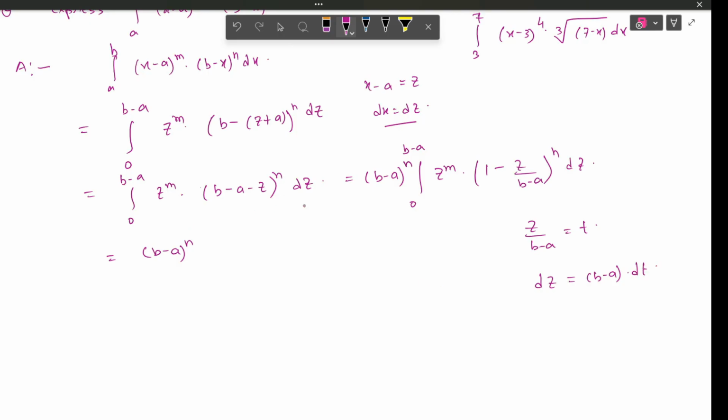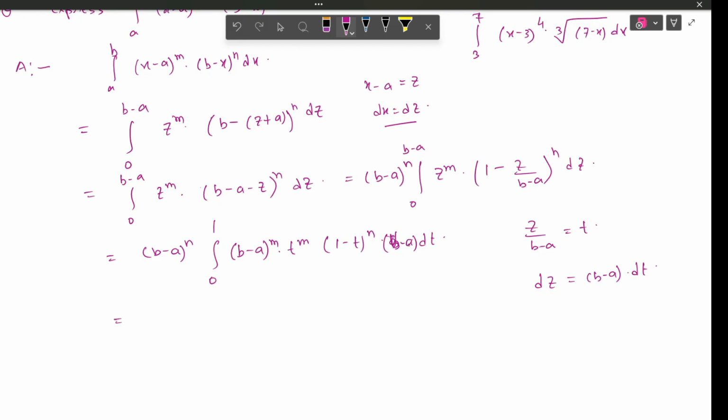Okay. Now if you put 0 here in place of z, then t will be 0. If you put b minus a in place of z, it would be 1. So the limit is 0 to 1, and z is b minus a into t. So it should be b minus a to the power m into t to the power m, and z by b minus a is t, so it is 1 minus t to the power n, and dz is b minus a dt. So this should be b minus a dt.